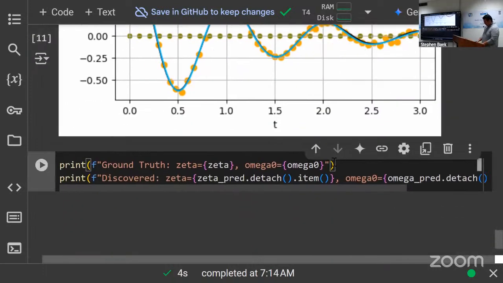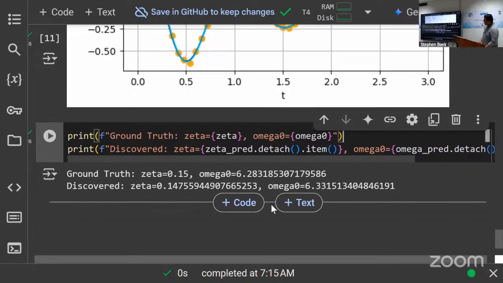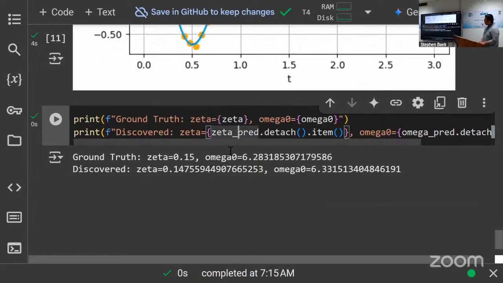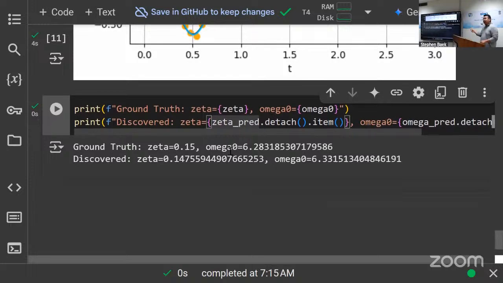Now, let's compare whether the predicted zeta and the predicted omega are accurate. Here I printed the actual zeta and actual omega that I used to produce the ground truth data. And at the bottom, I printed zeta pred and omega pred, the ones that we learned. Remember, we started from some random number, and then we let the Adam optimizer figure out the zeta and omega values.